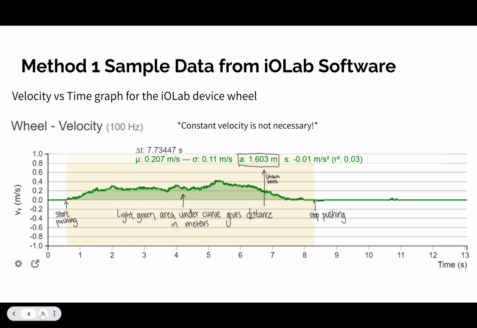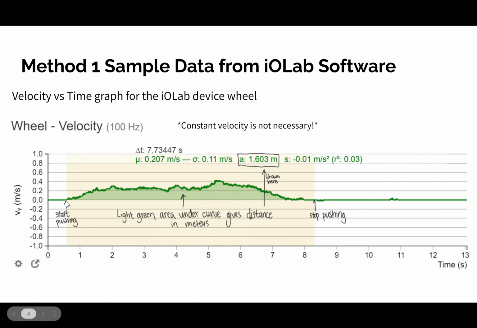So this is the sample data from the iOLAB software for this first method. This is what you can see. This is the velocity versus time graph. And the area under this curve is the distance in meters that the device traveled. So that means that the area under this curve is my height.